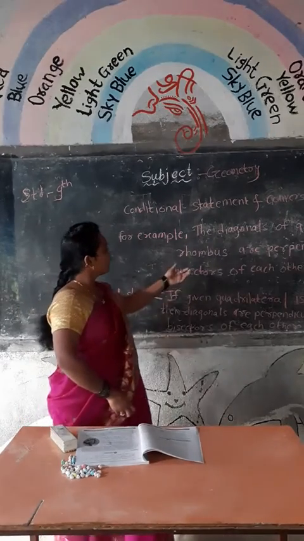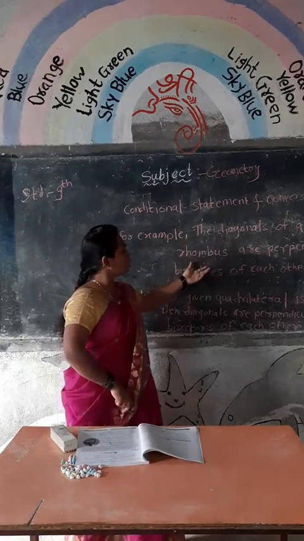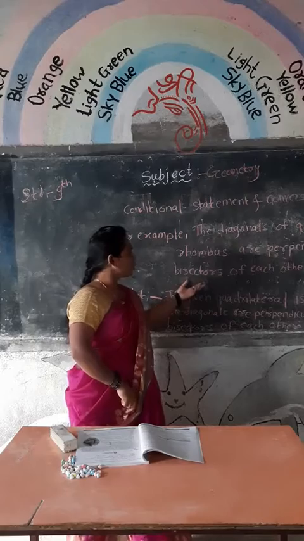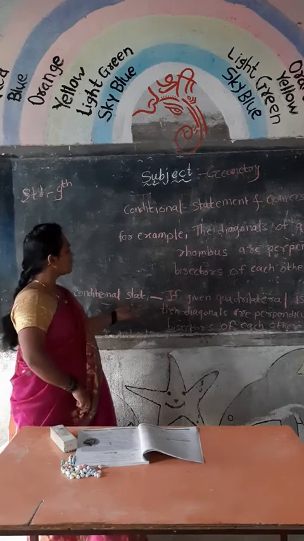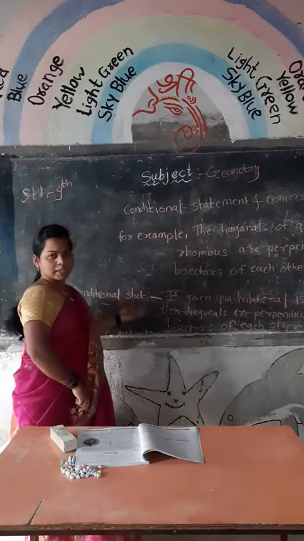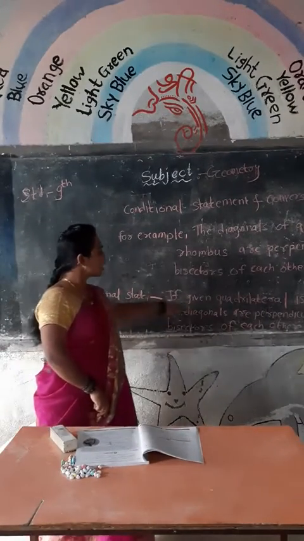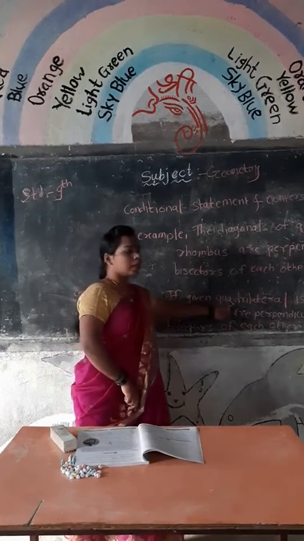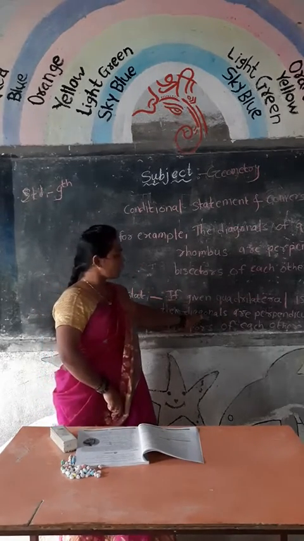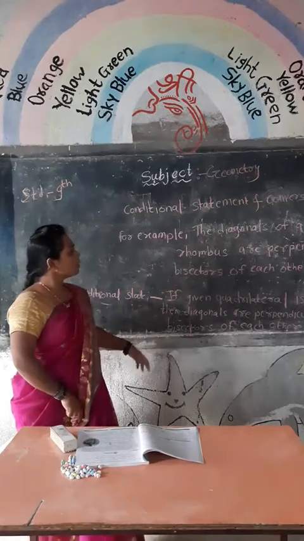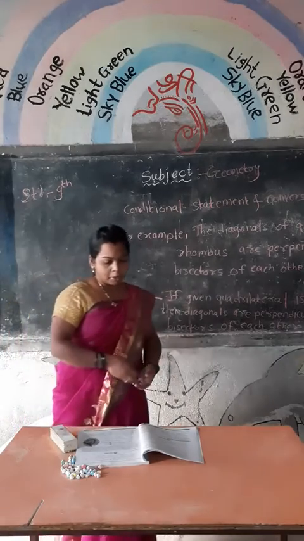We are given one example: the diagonals of a rhombus are perpendicular bisectors of each other. We write this in conditional form as: if the given quadrilateral is a rhombus, then its diagonals are perpendicular bisectors of each other.